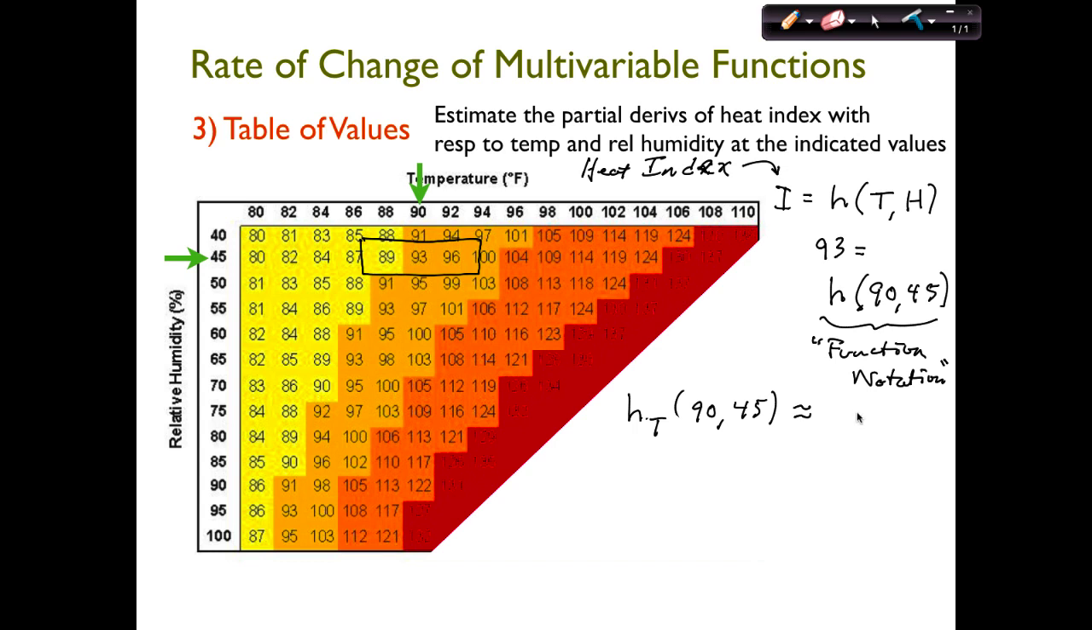What's another way to express the partial of heat index with respect to temperature? What could I write, just general symbols to represent that? That'll help us when we calculate this. What could I write here that's also a notation for heat index with respect to temperature?